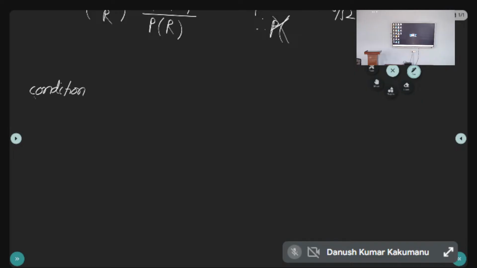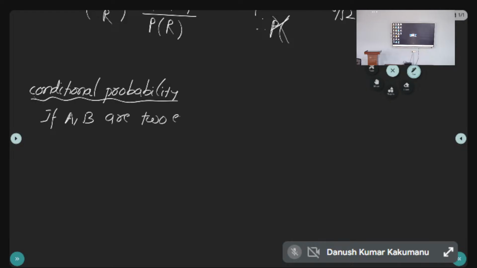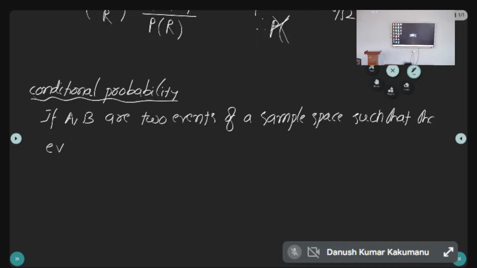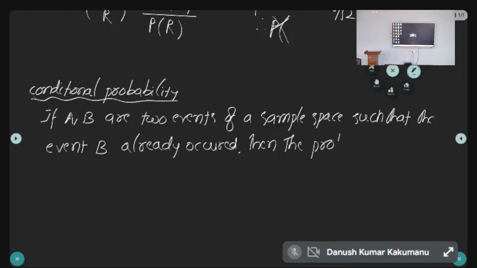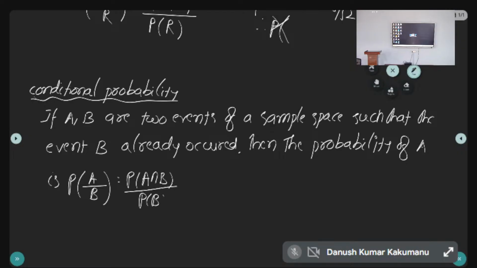Conditional probability definition. If capital A, capital B are two events of a sample space such that the event capital B has already occurred, then the probability of A is just P of A given B, that is P of A intersection B by P of B. Notation is this.